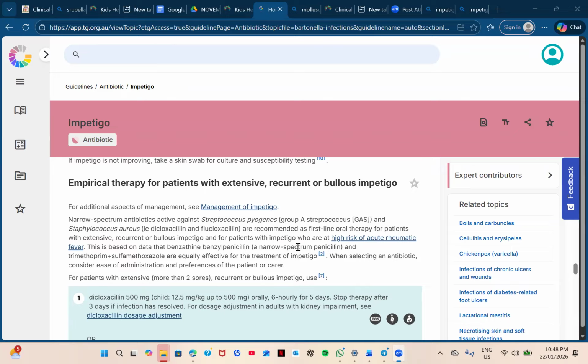Then here, narrow spectrum antibiotics active against Streptococcus pyogenes or group A Streptococcus and Staphylococcus aureus, like dicloxacillin and flucloxacillin, are recommended as first line oral therapy. They are oral, okay, because it is extensive, it is bullous, right? And the patient has high risk factors, so we have to give oral therapy.